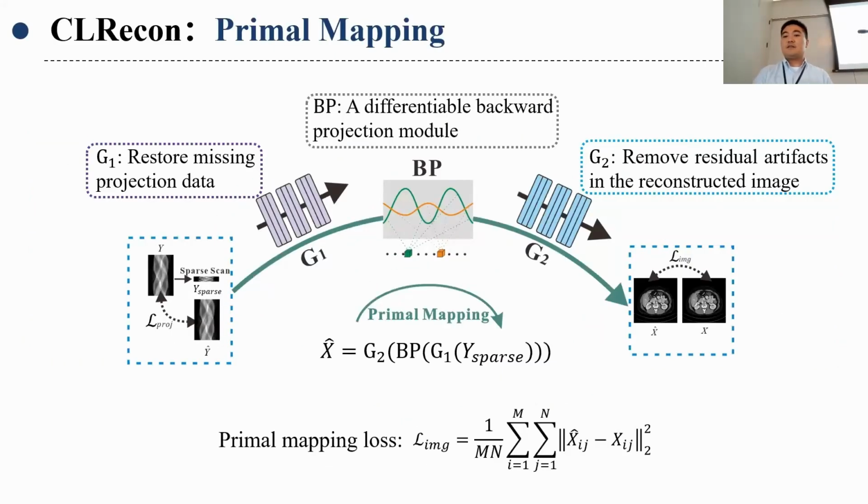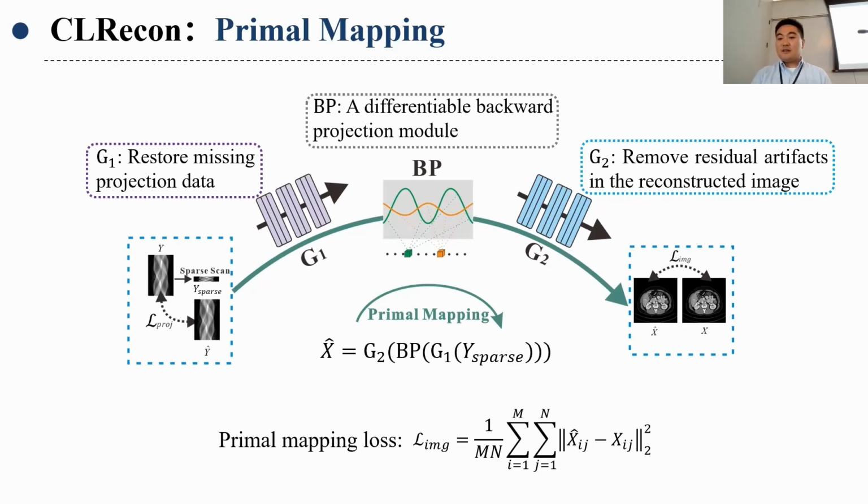So there are three modules in the primal mapping: a projection domain subnetwork, a differentiable back projection module, and an image domain subnetwork. For subnetwork G1, it first contains a B-spline interpolation layer, followed by a convolutional neural network module as a key part of the overall network framework. This subnetwork directly restores missing projection data and plays a key role.